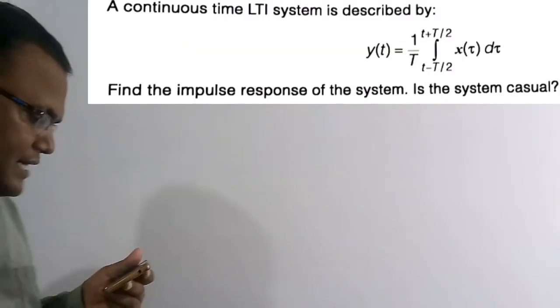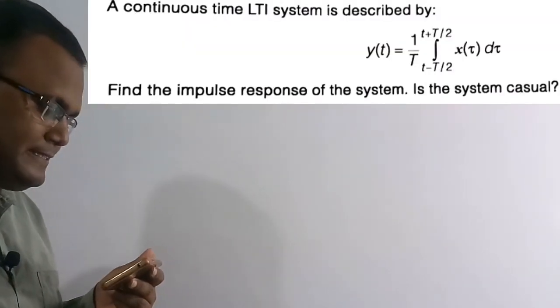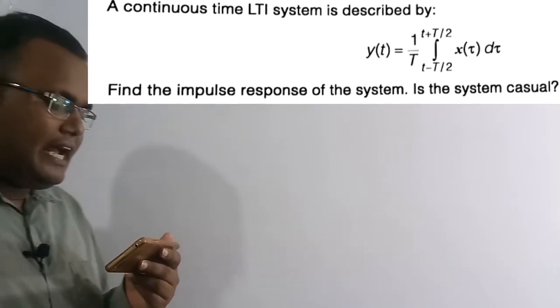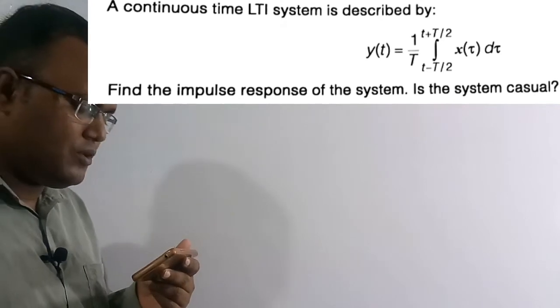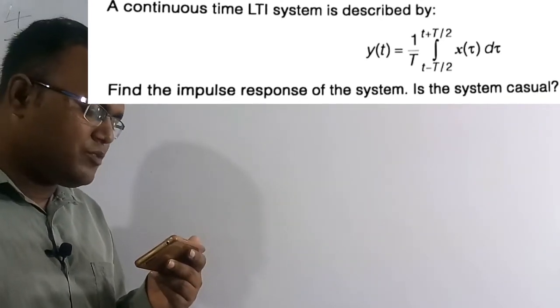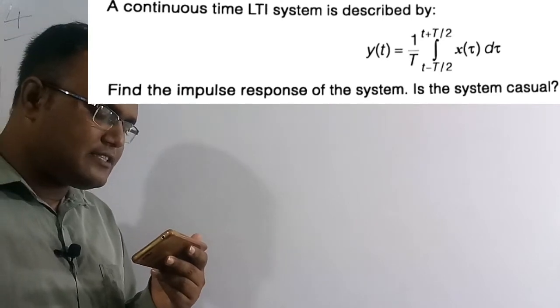Now we are going to solve the fourth question. See the question here. A continuous time LTI system is described by the equation y of t is equal to 1 by t integration from t minus t by 2 to t plus t by 2 of x of tau d tau. Find the impulse response of the system and is the system causal.